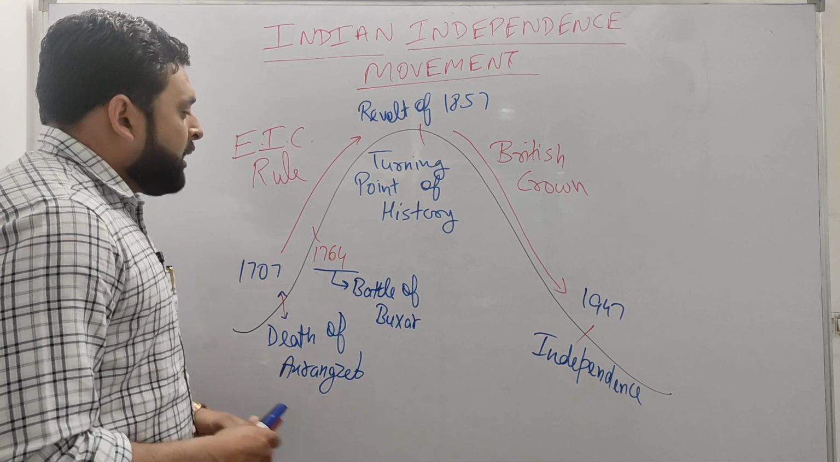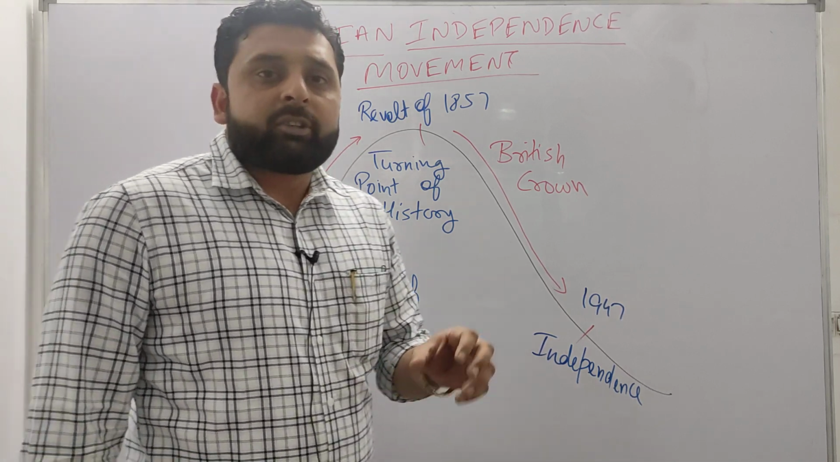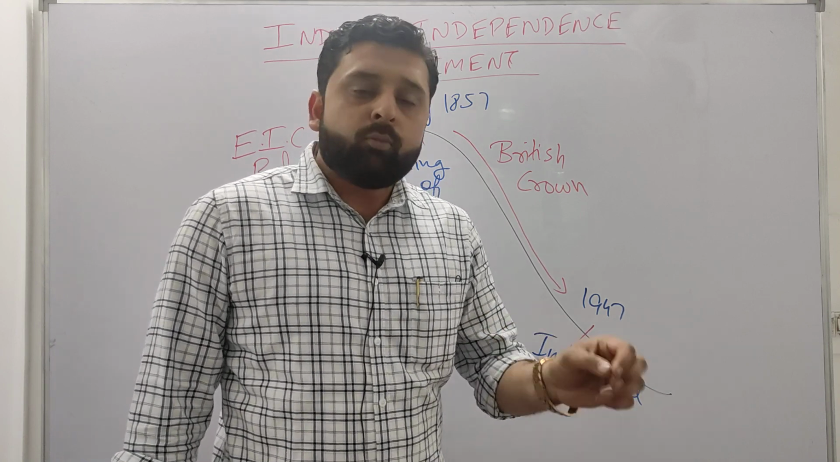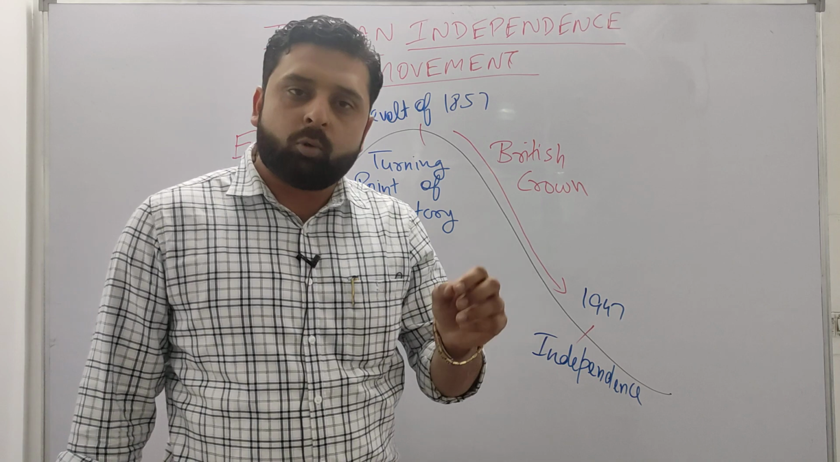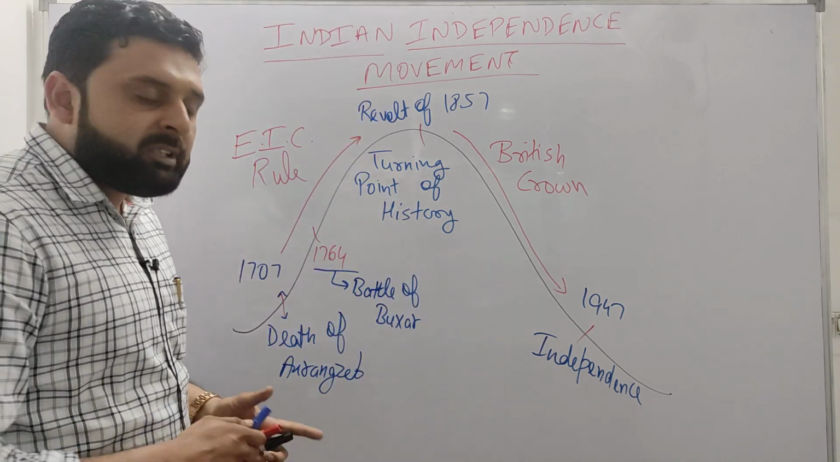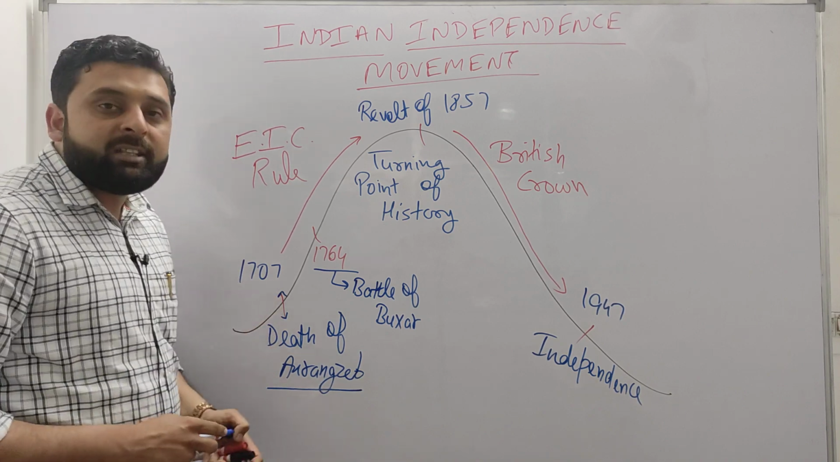Okay, so see, before 1707, India was continuously ruled by strong Mughal leaders. The complete Indian empire was ruled by strong Mughal leaders. But the first change which came in Indian history was with the death of Aurangzeb, which happened in 1707.